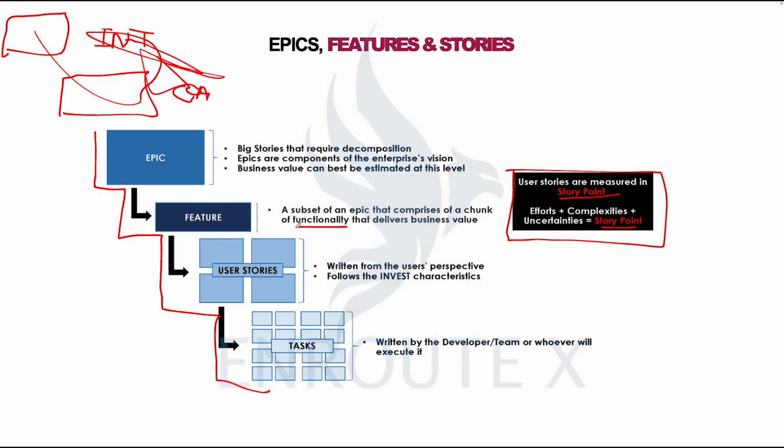So features focus on functionality. Then user stories, note it should be written from the user's perspective. Then the task should be the developers interpreting the stories on how they would execute it, what they need to do to execute the task.